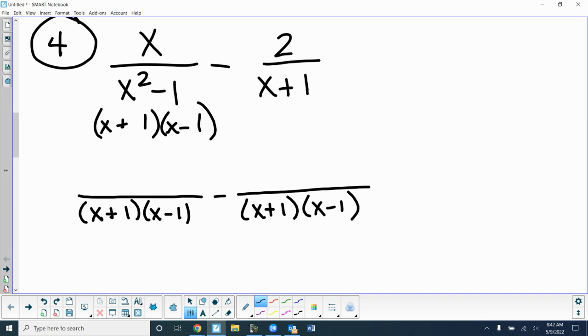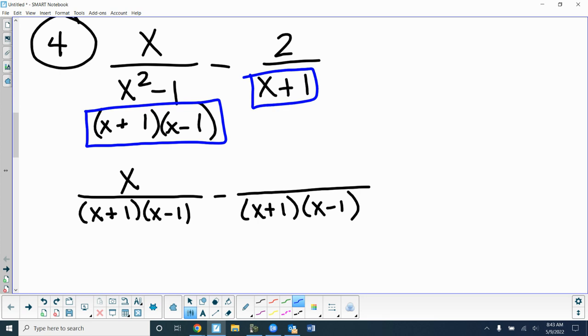Okay, looking at the original denominator and looking at the common denominator, is there anything different? Did I do anything to it? No. So I don't do anything to this first numerator, just like the first problem. Okay? What did I do to this one? I multiplied by what? X minus 1. So I have to multiply the 2 also by x minus 1.